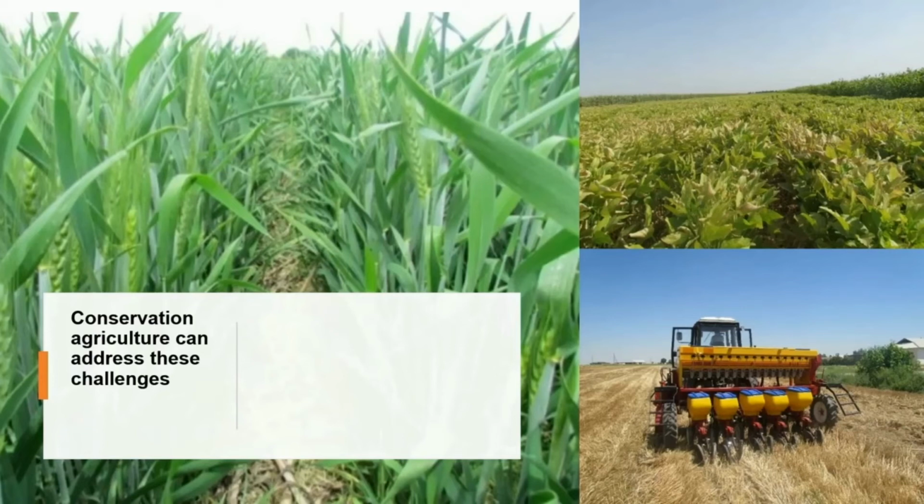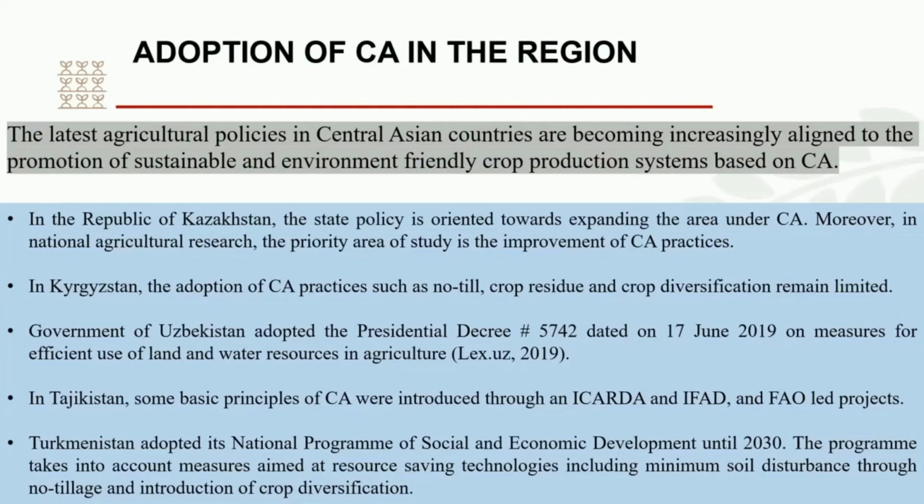As you know, there are three principles: minimal soil disturbance or no-till technology, keeping crop residue in the upper layer of soil, and good crop rotation. At least 3 crops should participate in the crop rotation, or we can say crop diversification. Through these principles, conservation agriculture can address the problems we mentioned above.